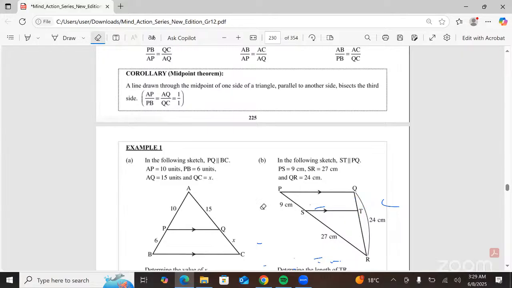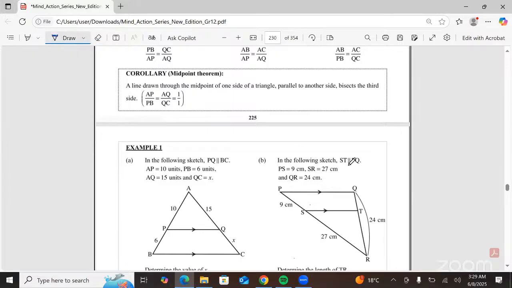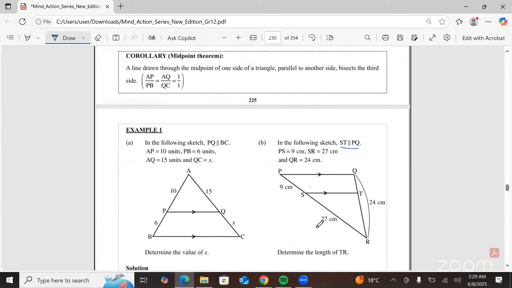So we've got this number B in this example. They are saying in the following sketch, given this part, that ST is parallel to PQ. This is a very important information. You need to note this. PS is 9 centimeters. SR is 27 centimeters. QR is 24 centimeters. Now, what are we looking for? We are looking for TR. So, do you have any idea of how we can calculate the length of TR?